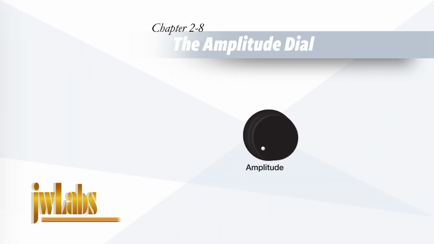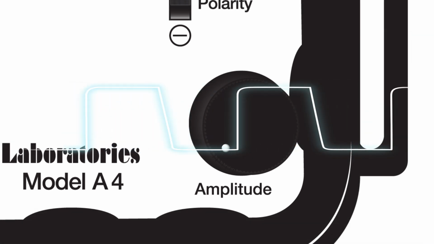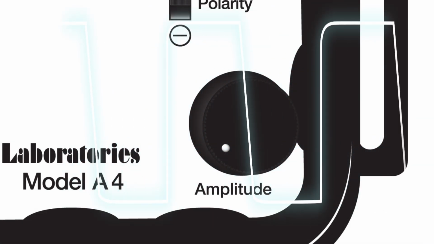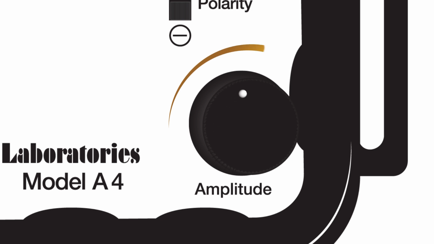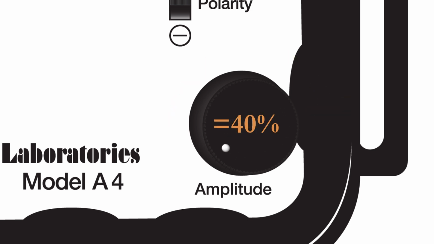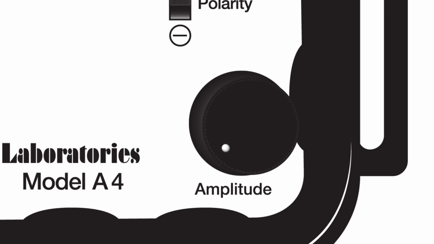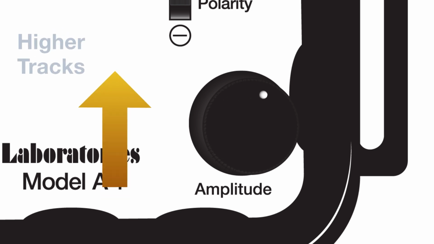The amplitude dial. The amplitude dial controls the amount of output, meaning the intensity of the signal. We recommend that you turn the amplitude dial clockwise to a level that is comfortably strong, but not more than 4 rotations. This corresponds to 40% of the potential power. This generally applies to the lower number tracks of any of the recordings. It's normal to tolerate increased amplitude on the higher tracks.